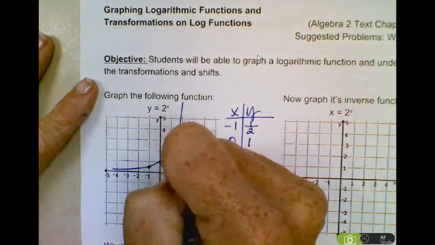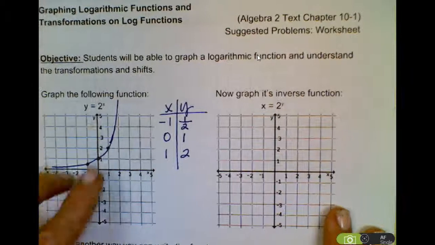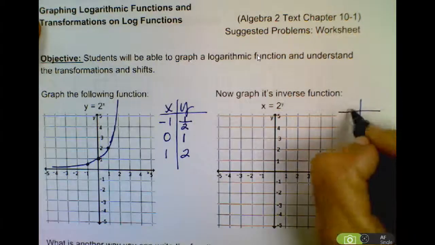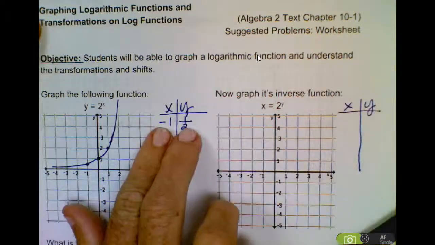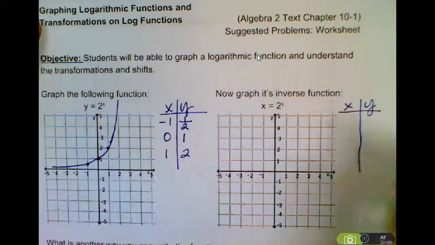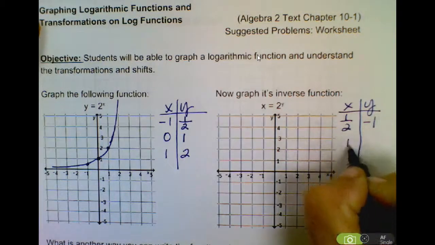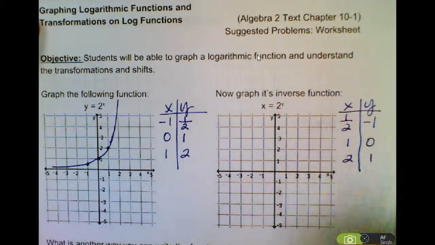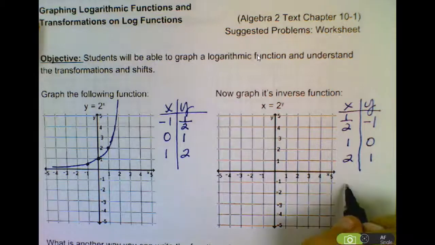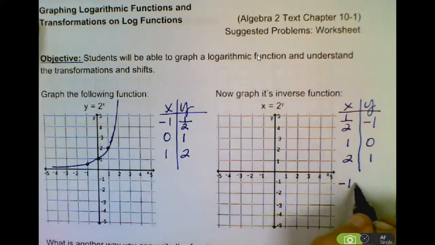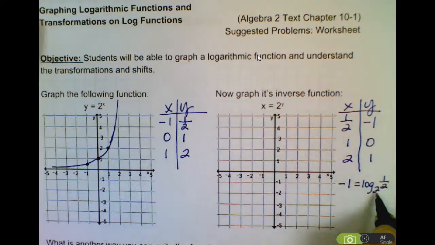If we're going to graph the inverse of that, we're flip-flopping our x and our y. In our table of values, the only thing that changes is that our x and y coordinates switch positions. So we would just turn those around. 1/2, -1, 1, 0, and 2, 1. If that's confusing you, think about what that means. That means -1 equals log 2 of 1/2, which is correct. That means 2 to the negative first power gives us 1/2.